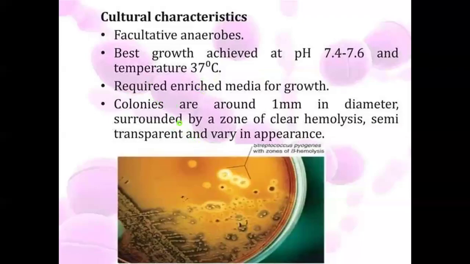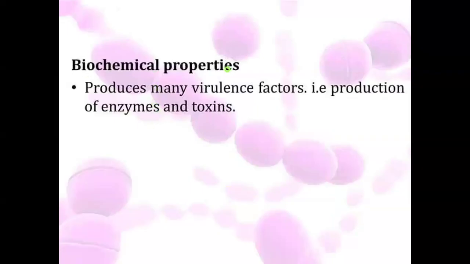So as you can see here, the colonies are around 1 millimeter in diameter, surrounded by a zone of clear hemolysis, semi-transparent and varying in appearance. Can you see here? I told you when you see hemolysis, it's usually clear. Look, lysis has occurred here. These are strep pyogenes. Then the biochemical properties: it produces many virulence factors, i.e. production of enzymes and toxins.